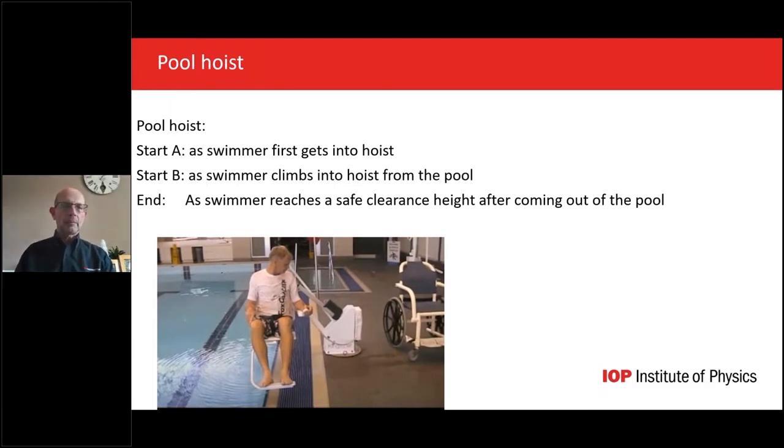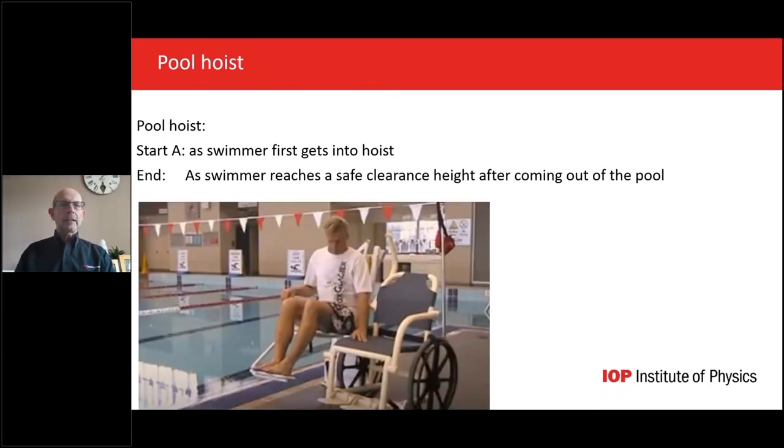So in the first case, before he's even entered the pool at all, and the hoist will lower him down for a swim, or in the second case, we could choose to start as he's finished his swim and wants to get out of the pool again. So in the first case then, as the swimmer first gets into the hoist, and the end as the swimmer reaches a safe height after coming out.